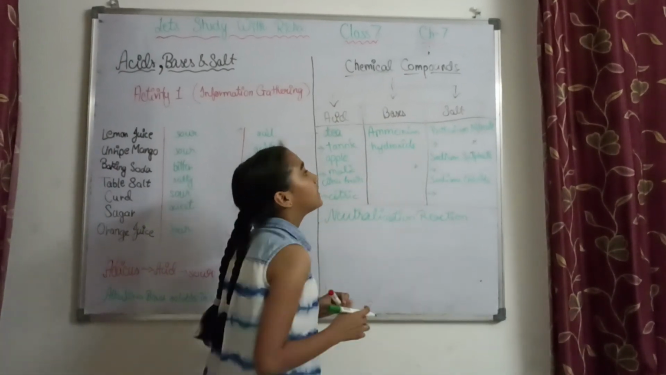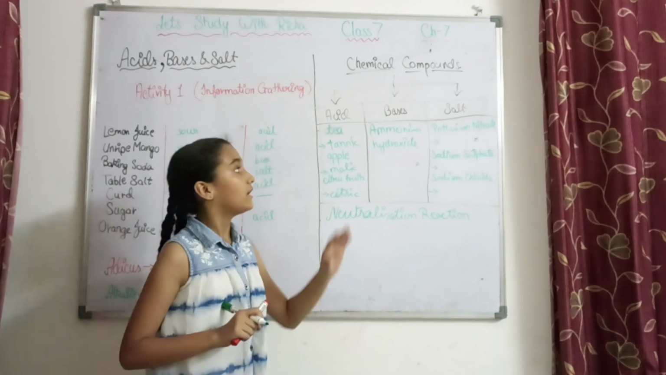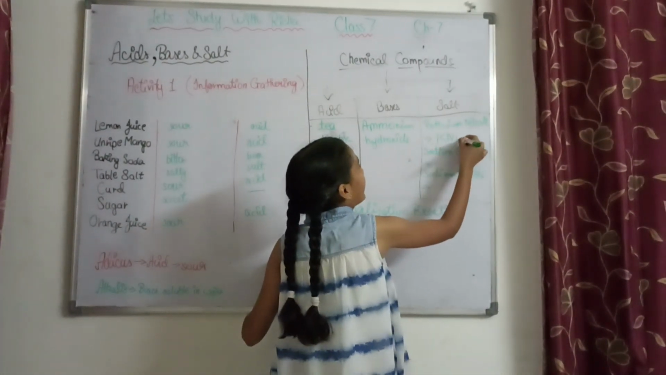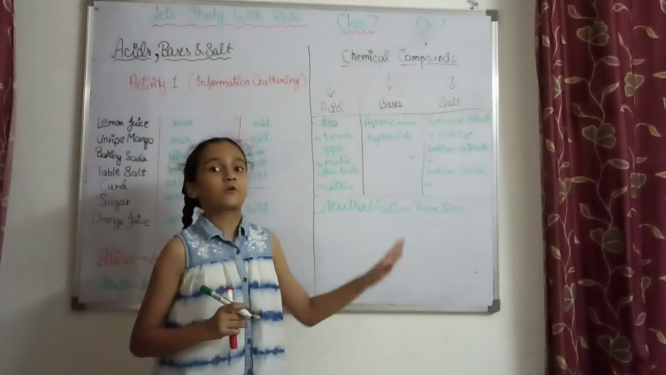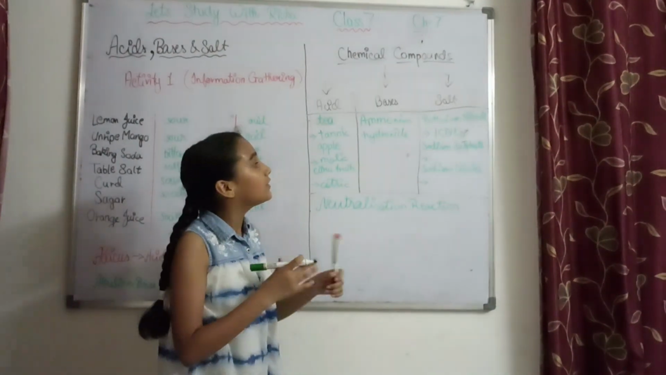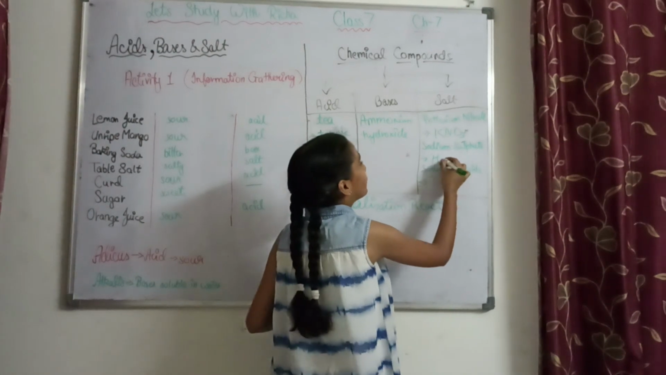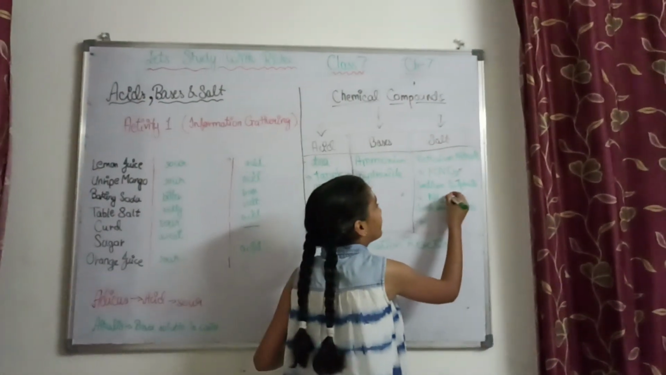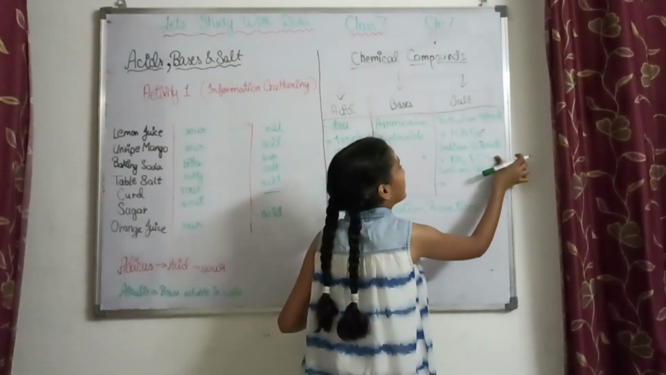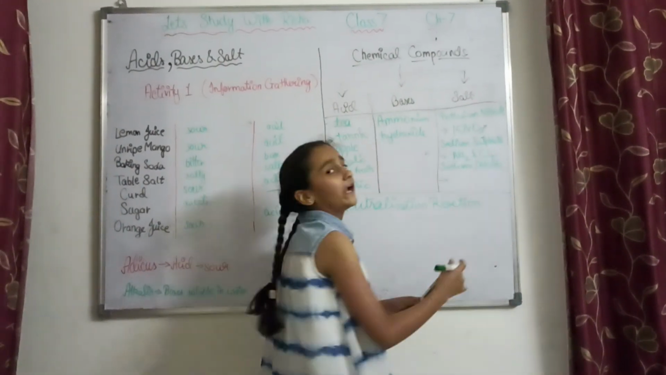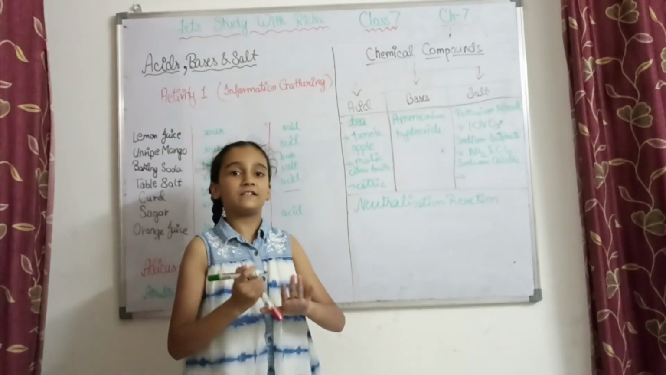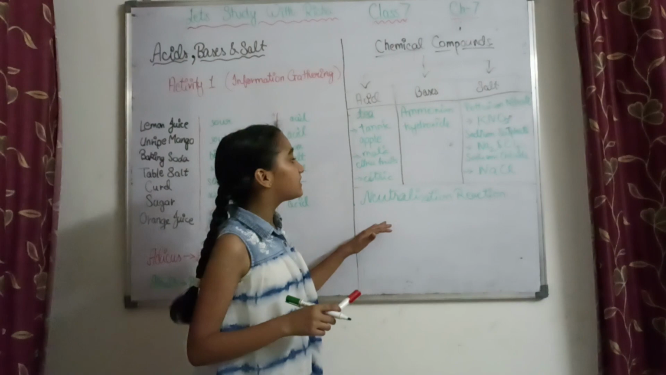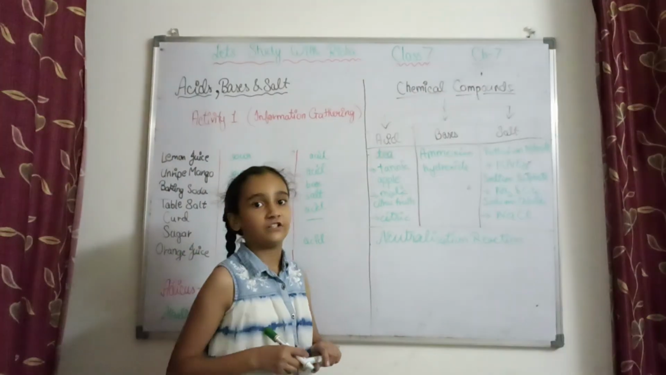Next comes salt. Now there are different types of salt. First comes potassium nitrate. It's KNO3. Then comes sodium sulfate. It is Na2SO4. Then is sodium chloride. It is the common salt we use in our daily life. It is NaCl.